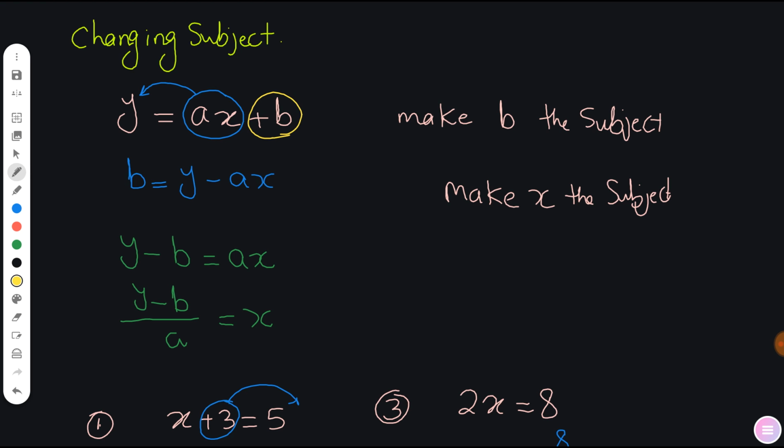Then I need to make x the subject. When I want to make x the subject of the equation, we need to get rid of both a and b. We will start first with b. It will be y minus b, then divide by a, so it will be y minus b over a.